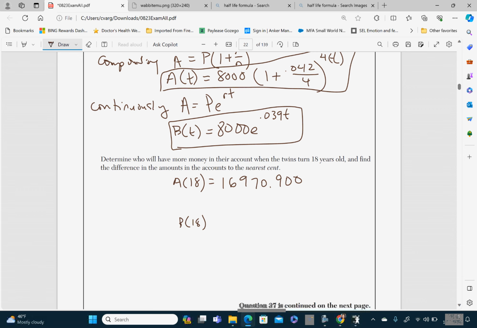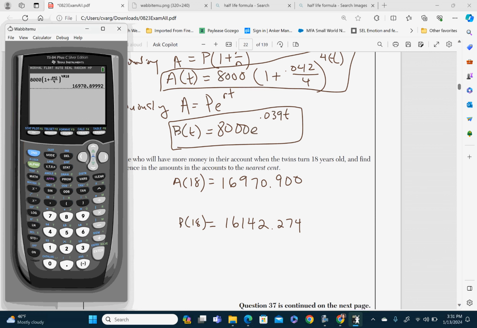All right. Then we're going to do the same thing with Brett. And when we do that, you're going to get 16,142.274. Okay, so how do we do this one? 8,000, right? e is above the ln, to the 0.039, and then we're going to put times 18. Remember that 18 has to stay on the top, and that's how we get our answer.